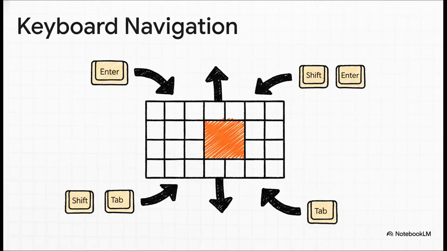Now you can totally use your mouse to click around, but honestly, the keyboard is way faster once you get the hang of it. Hitting Enter moves you down one cell. If you hold Shift and hit Enter, you move up. Tab takes you to the right, and you guessed it, Shift and Tab takes you to the left. Master these 4 moves and you'll be flying around your data.